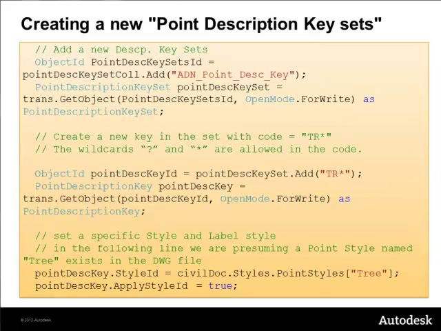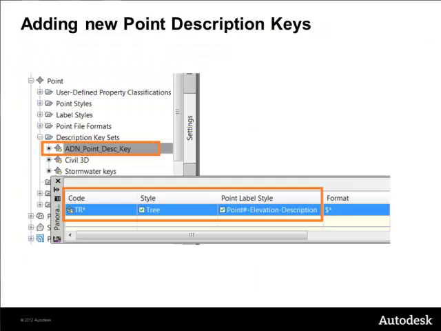This code snippet shows how to create a new point description key set and add a point code using a wildcard character. Here is the result of running the code snippet shown in the previous slide.